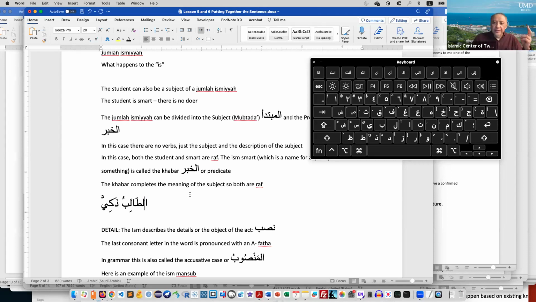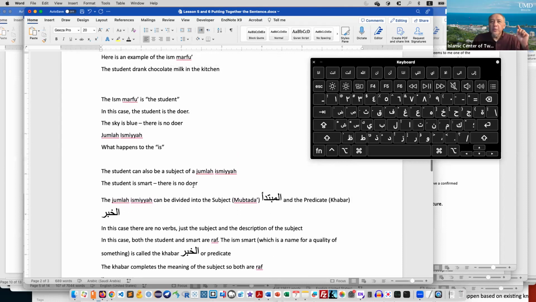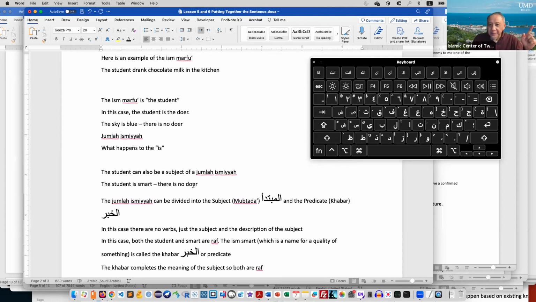All right, so what do we learn? Very quickly, the isim marfu is used in two cases. Okay, when the isim is a doer, right? And second is when the isim is both what?